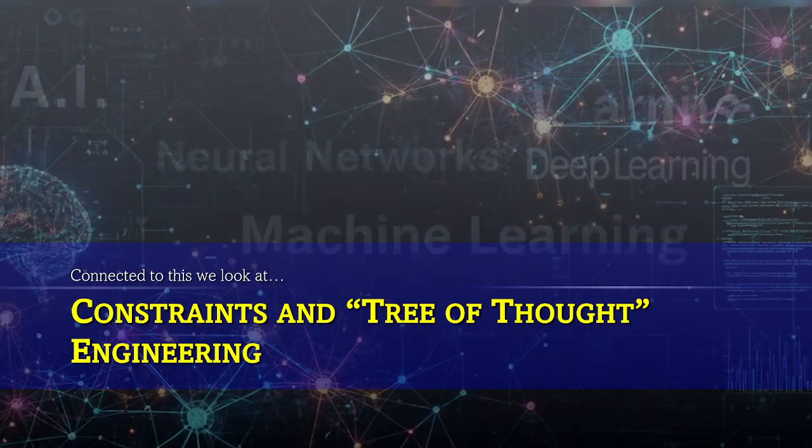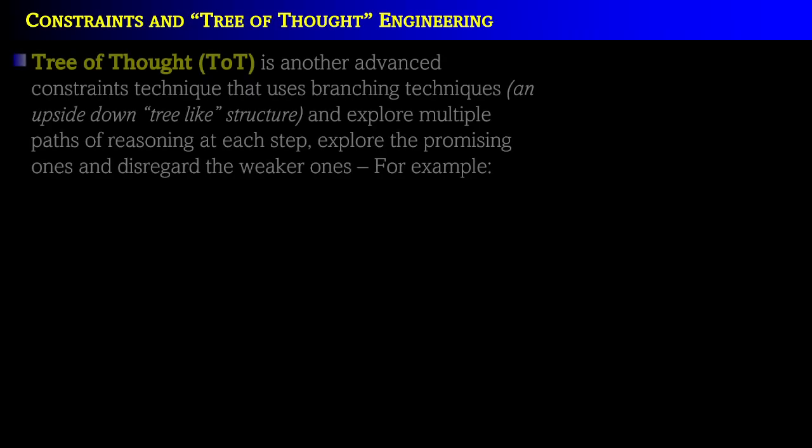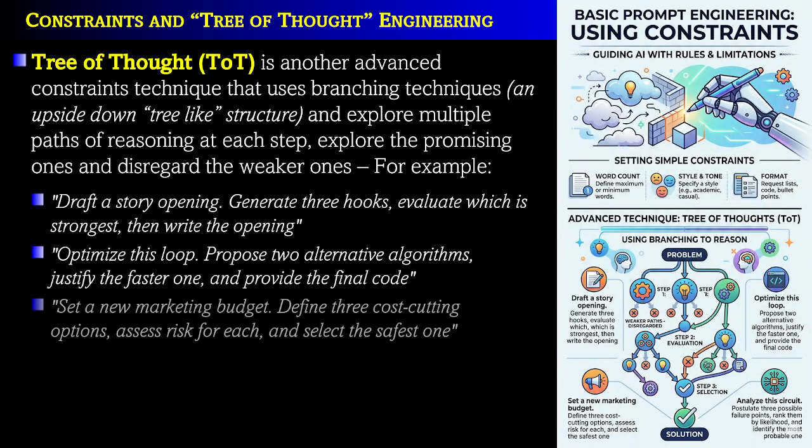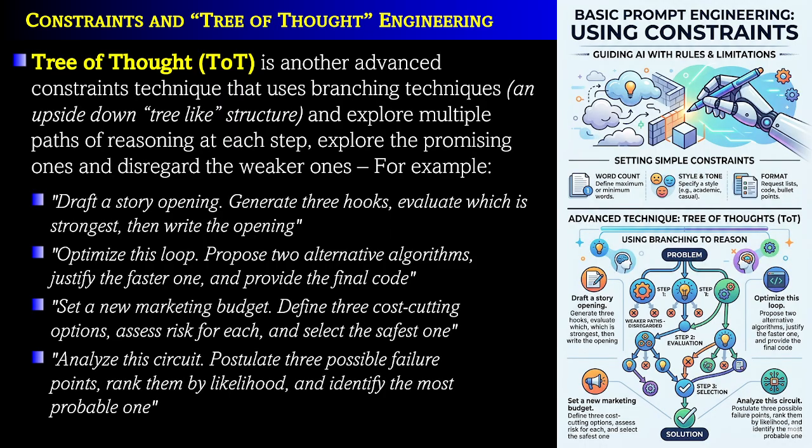All right, let's move forward again. Now we're going to look at constraints and tree of thought engineering. So this isn't the same thing as chain of thought. Let's take a look at tree of thoughts. Tree of thought is another advanced constraints technique that uses a branching technique. It's called tree because if you think of the visual of a tree, but flip it upside down, it starts at the base or the roots and then it branches out like a tree.